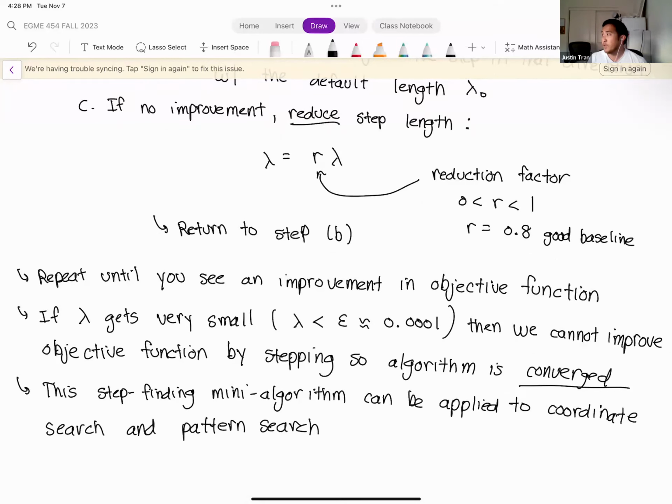And actually, in the example that I'm about to cover, you'll see it applied to both the coordinate steps and also the pattern search step. Okay. All right. Any questions on this before we look at the example code?